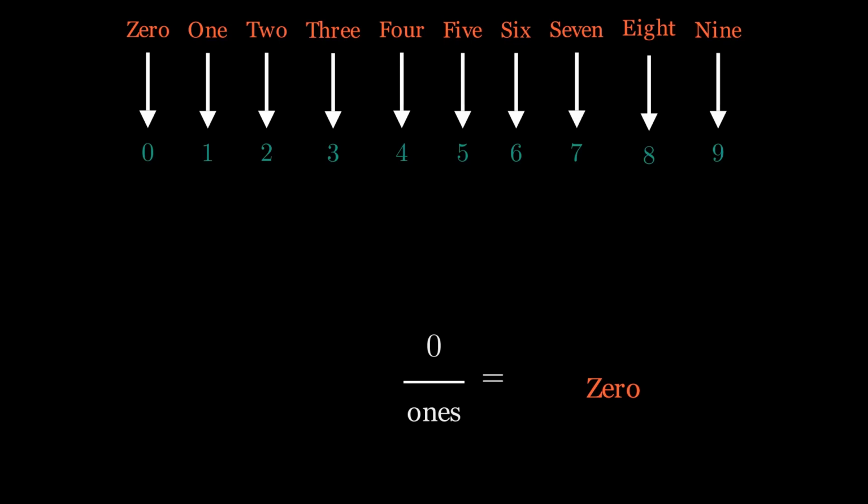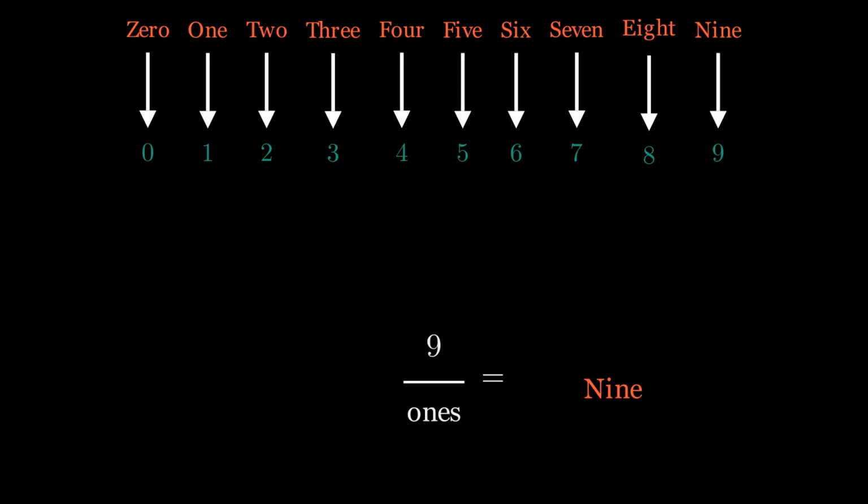For 1, we know that a single 1 is needed to form 1, and so we use the symbol for 1 in base 10. Same thing applies for 2. We know that 2 ones are needed to form 2, and so we use the symbol for 2 in base 10. And so we continue in this manner until we reach 9.